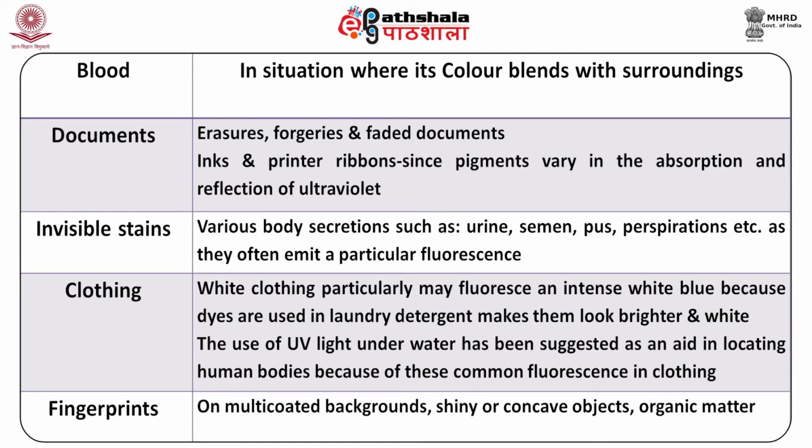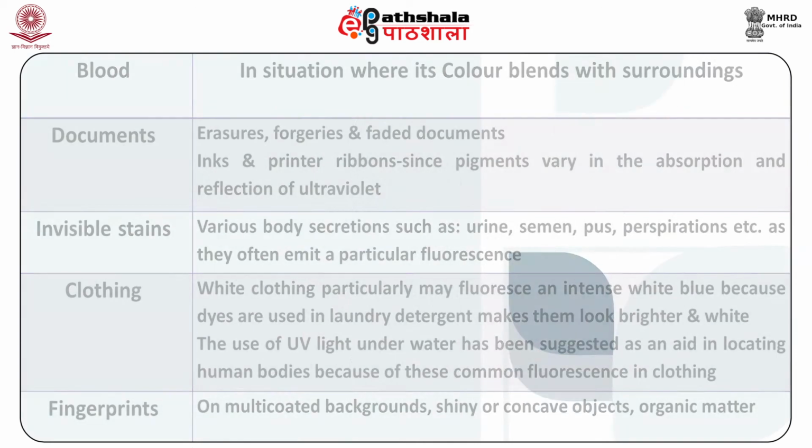Then in the case of clothing, white clothing particularly may fluoresce an intense white blue, because dyes used in laundry detergent make them look brighter and whiter. The use of UV light under water has been suggested as an aid in locating human bodies because of this common fluorescence in clothing. Then fingerprints on multicolored backgrounds, shiny or concave objects, organic matter, all using fingerprint powders.